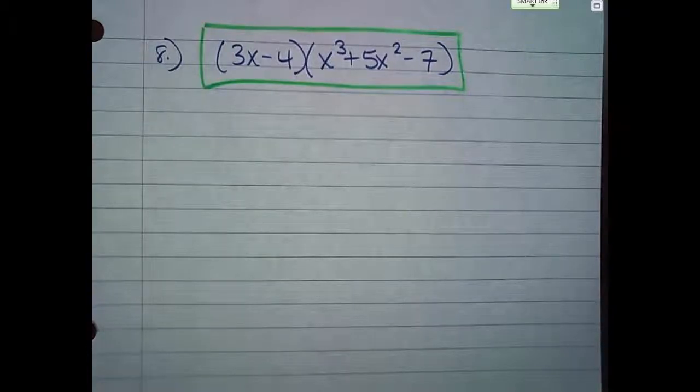Binomial and a trinomial. They're getting messier. Wait till number 9. I tried to skip number 9 in one of my other periods, but then when they got to their homework, they didn't know what to do. So we got to do all 9. Sorry.